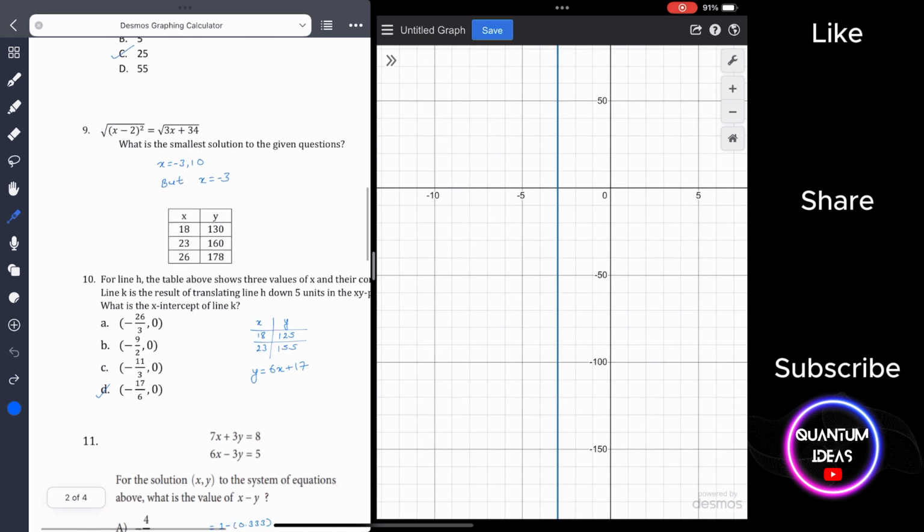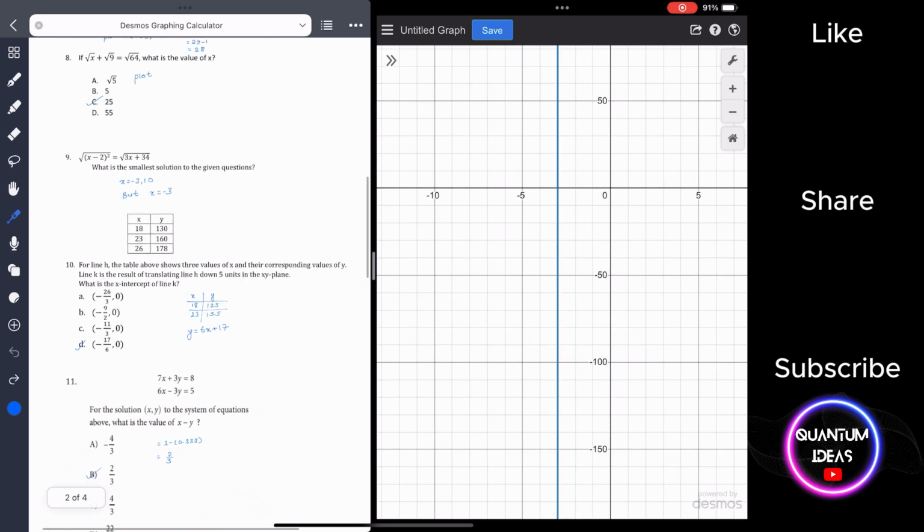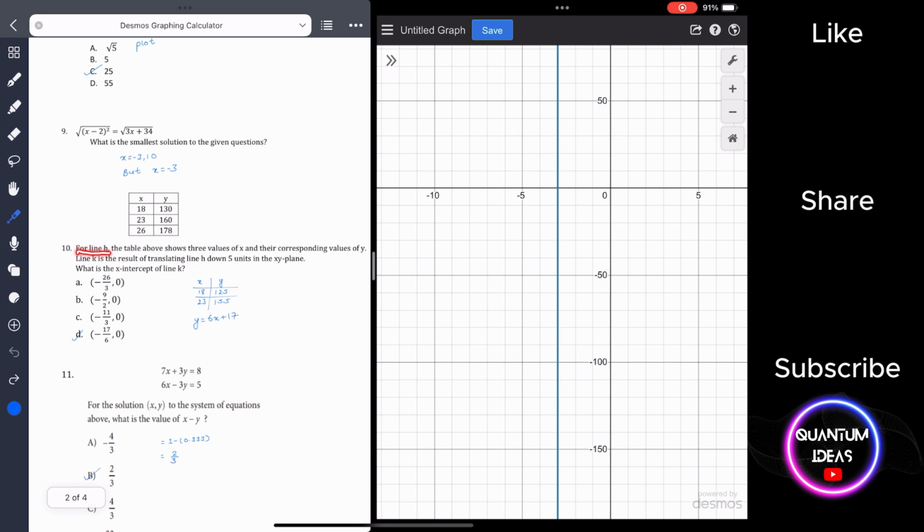Okay, let's go to number 10. For the line h, the table above shows three values of x and its corresponding value of y. Line k is the result of translating line h down 5 units in the xy-plane. What is the x-intercept of line k? We are given a line h, but we have to find the x-intercept of line k, which is obtained by translating line h down 5 units.